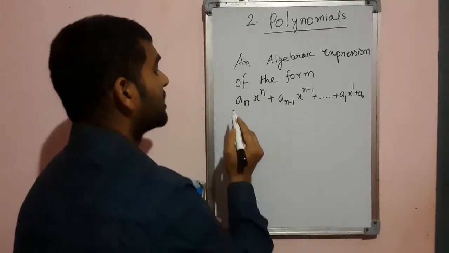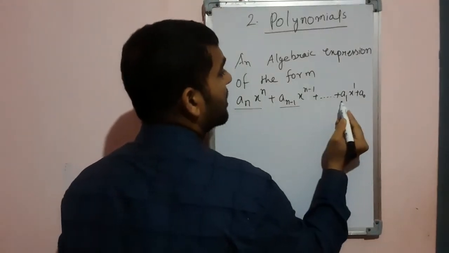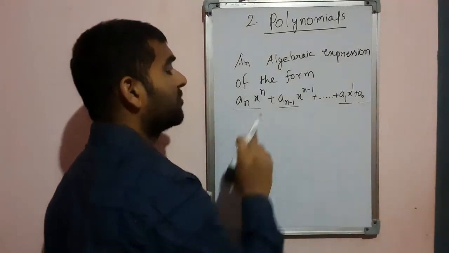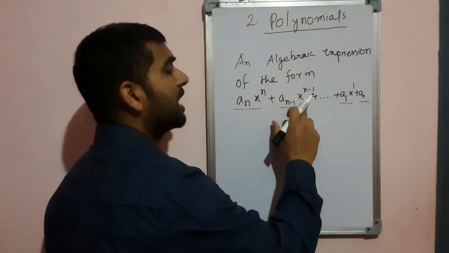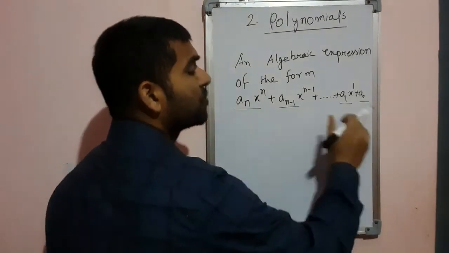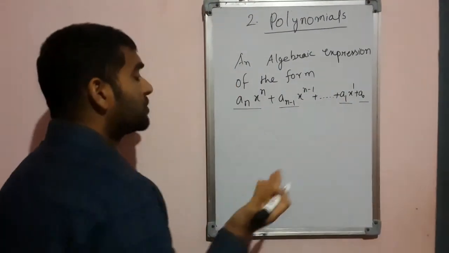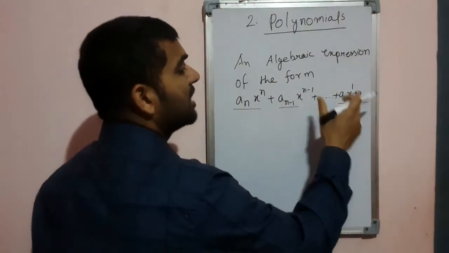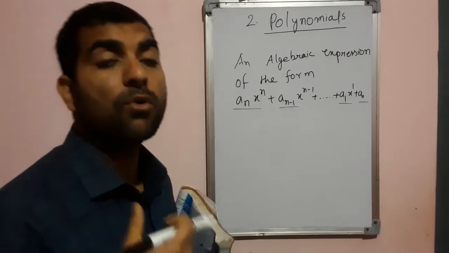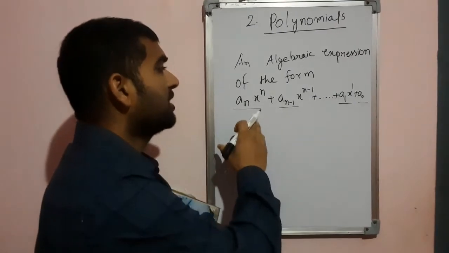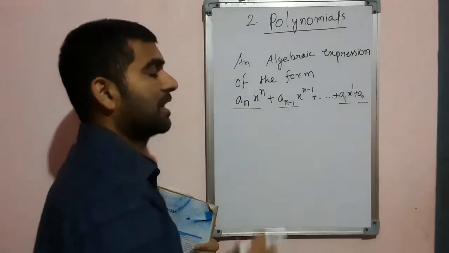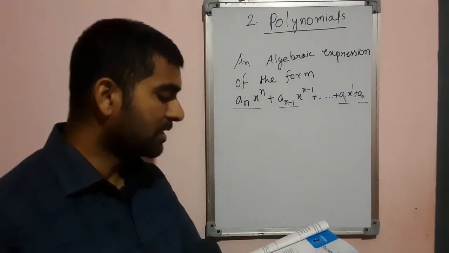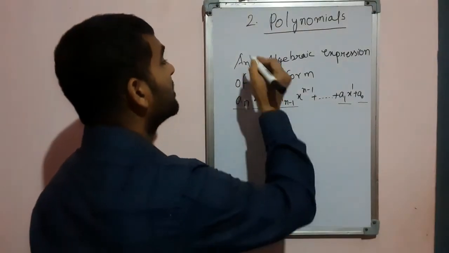Here, all these are known as the terms. a_n x^n is the first term, plus a_(n-1) x^(n-1) the second term, and there are so many terms, right? Then what is a coefficient? Here a_(n-1), a_1, a_0, all these are coefficients of x. The coefficient of x^n is a_n. So all these are coefficients. This is our first point, what is a polynomial.